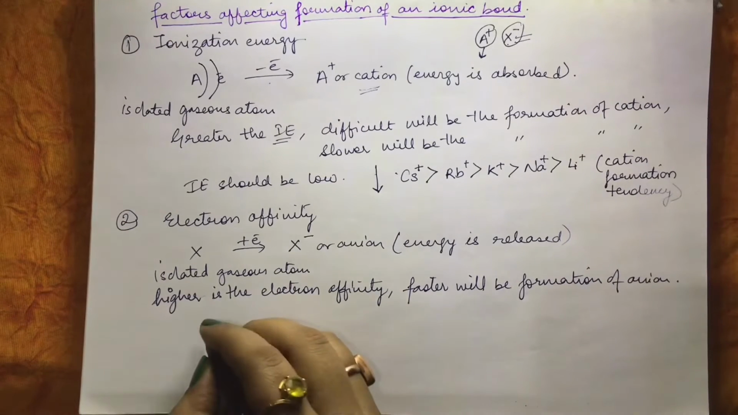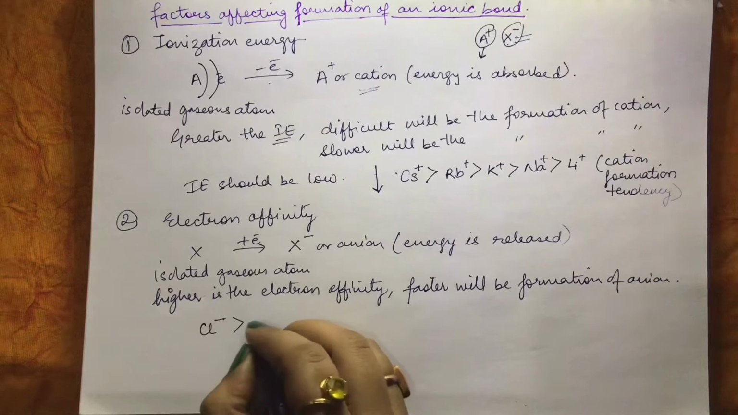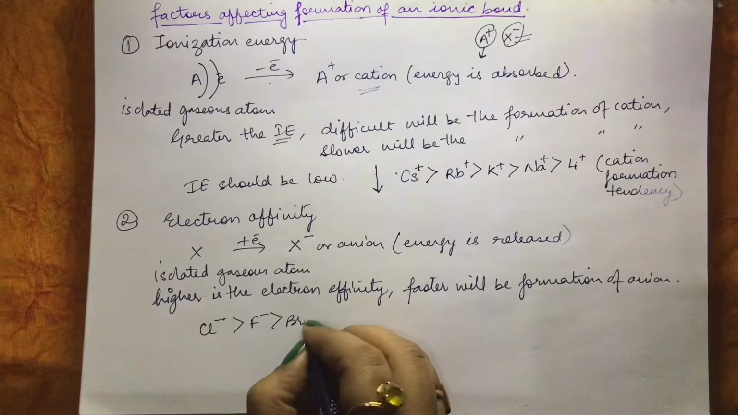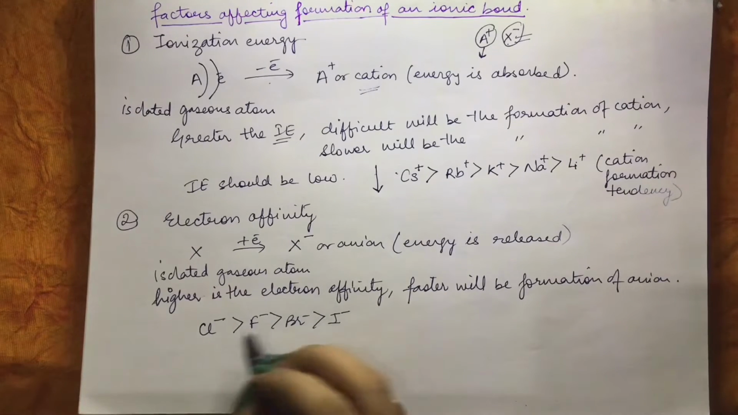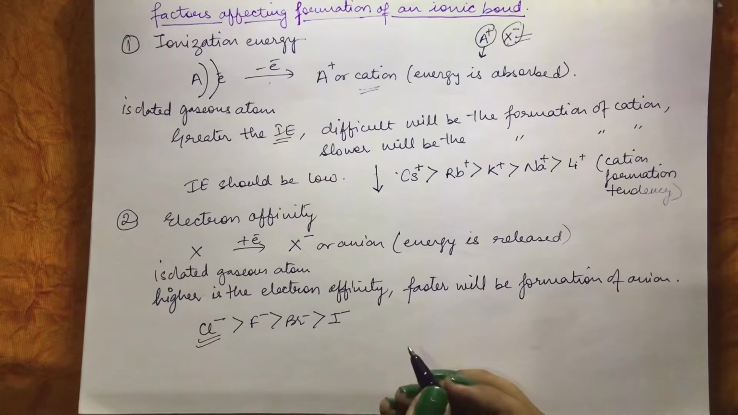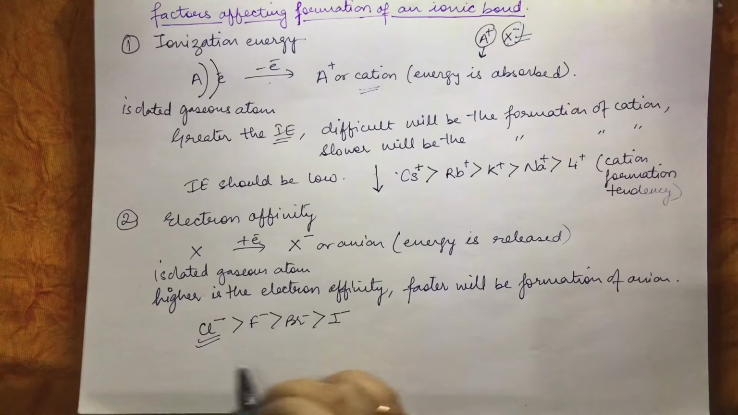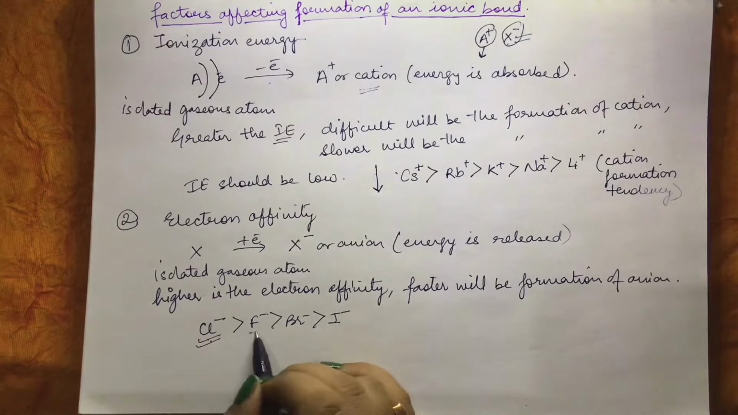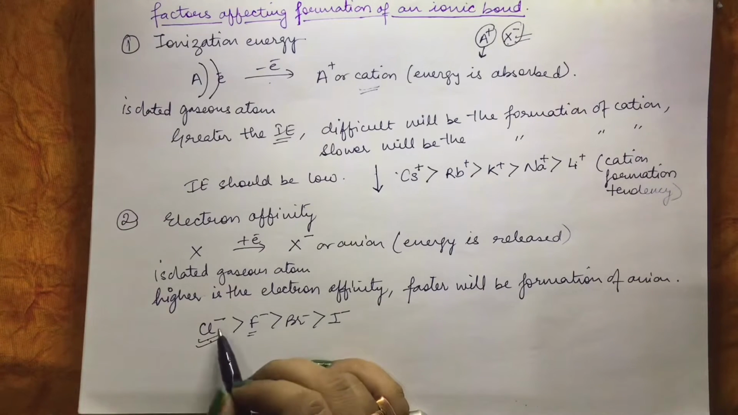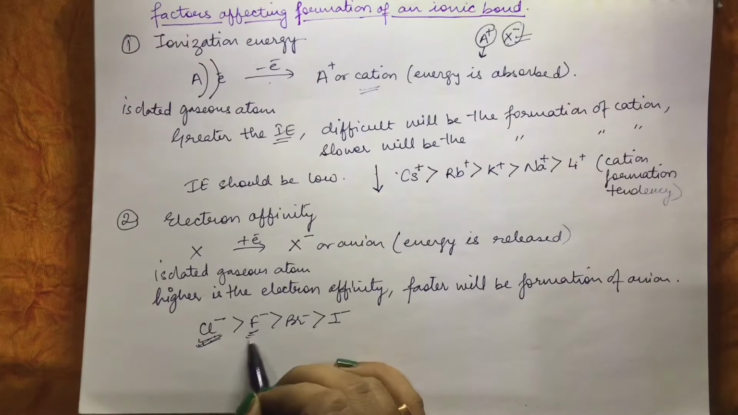Similarly, as you might know, chlorine has the maximum electron affinity, followed by fluorine, then bromine, and then iodine. So greater is the tendency to form the anion, more energy will be released and faster will be the formation of ionic bond. And I hope you might know the reason why chlorine has high electron affinity as compared to fluorine.